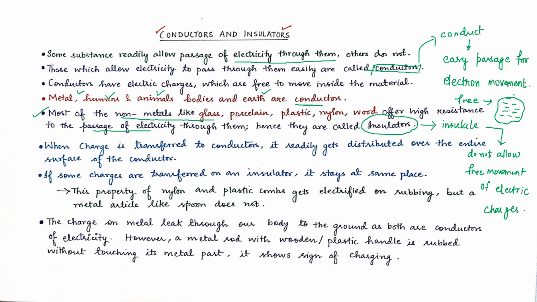When charge is transferred to a conductor, it readily gets distributed over the entire surface of the conductor. So this is our conductor and we gave a handful of charge to it. What will happen next? These charges will start accumulating over the surface of the conducting body, like they will be uniformly distributed. This thing is known as uniform distribution.